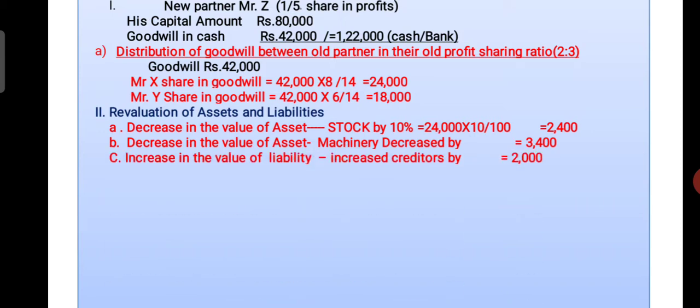Next point, increase in the value of liability. Unrecorded creditors we found in the books. So that is an increase in creditors by rupees 2,000. So a decrease in the value of assets will come on the revaluation account debit side, and an increase in the value of liability also comes on the revaluation account debit side. Okay children, I think you understood it.